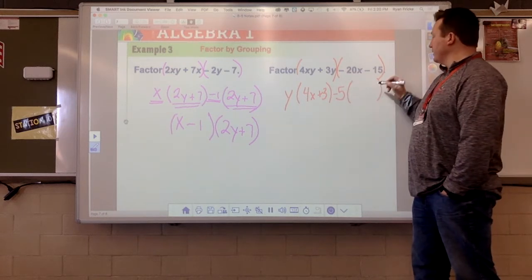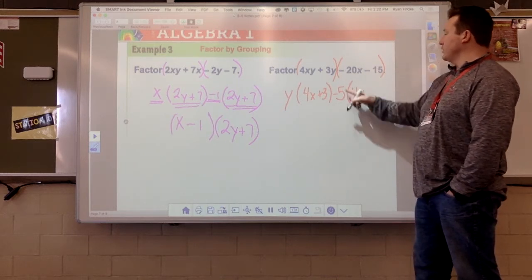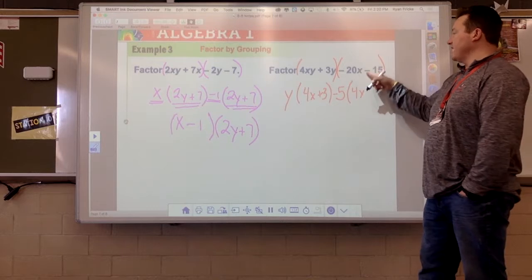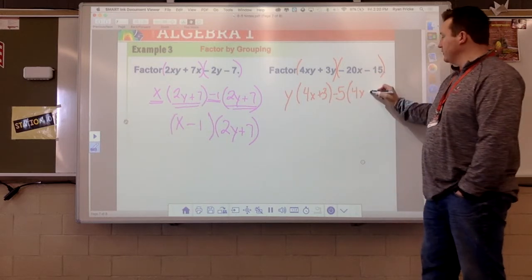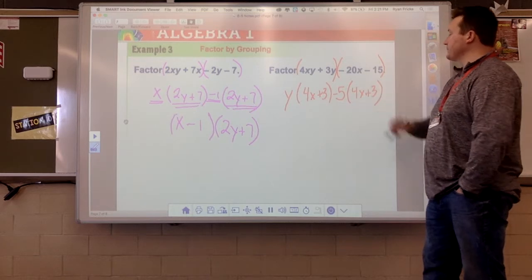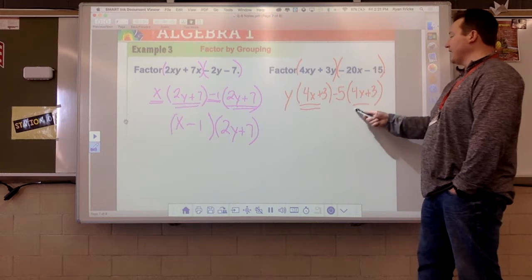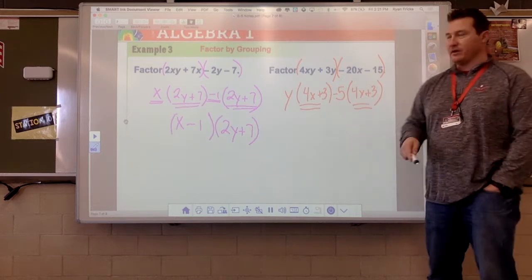When I do that, I feel like I'm going to need more room here. This is going to turn into 4x. Watch your signs. What's negative 15 divided by negative 5? Oops, positive 3. Okay? Again, these both match. That's what I need to have happen.